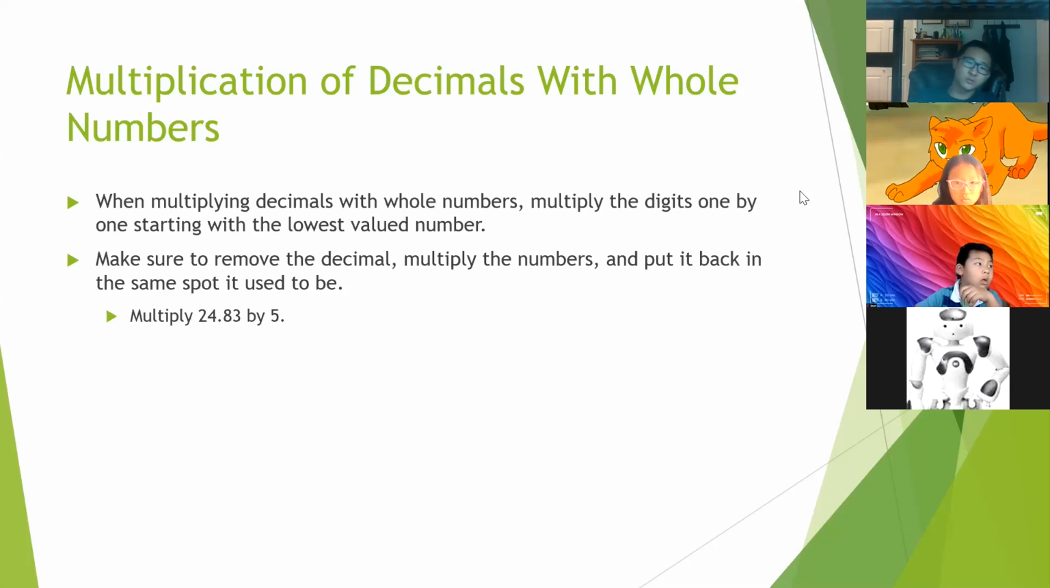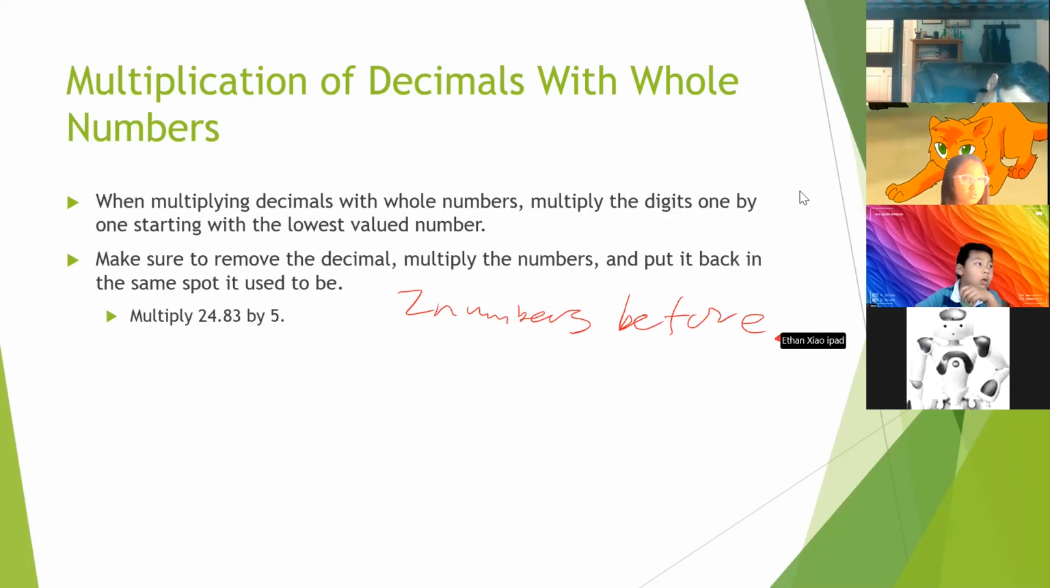So now we're going to multiply 24.83. So first we just take out the decimal point. We can ignore it for now, but we have to remember where it is in the number. So we know there are two numbers before it, so we have to remember that. Now what we do is we're going to start multiplying 2483 times 5.